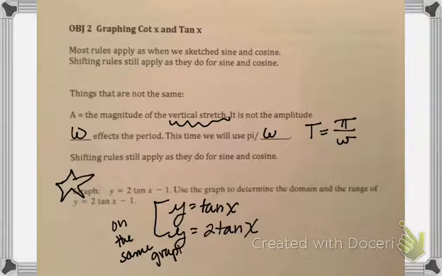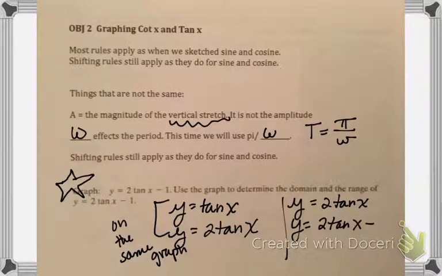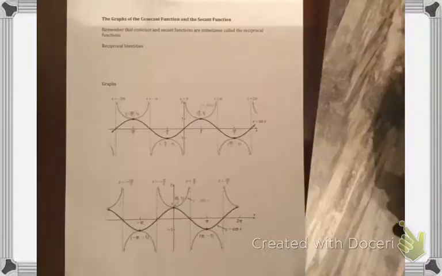Okay. And then on your calculator, I want you to do it again, but this time the first function is going to be y equals 2 tangent x. And then I want you to do y equals 2 tangent x minus 1. You'll see that negative 1 is literally going to drop the whole entire graph down 1 unit, because that's what that means. So it still means shift down when you have a negative 1. If it was a plus 1, you'd shift the whole graph up 1 unit.